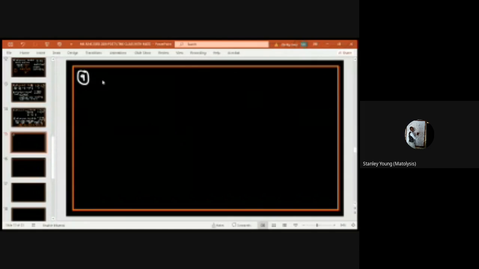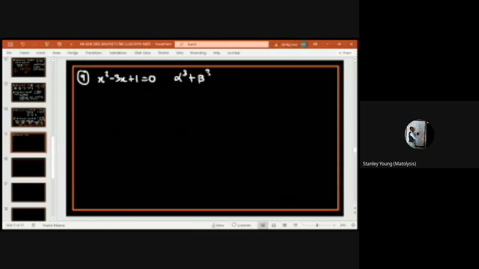The next question, which is second to the last: we have x squared minus 3x plus 1 equals 0. The question is asking us to find alpha cube plus beta cube. The options supplied are 9, 18, 27, and 36. Okay, what do you do here?